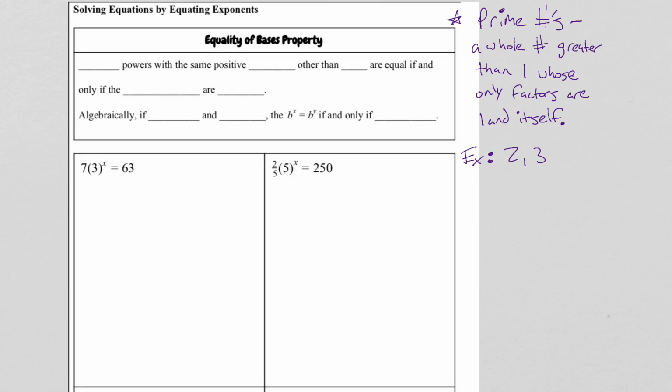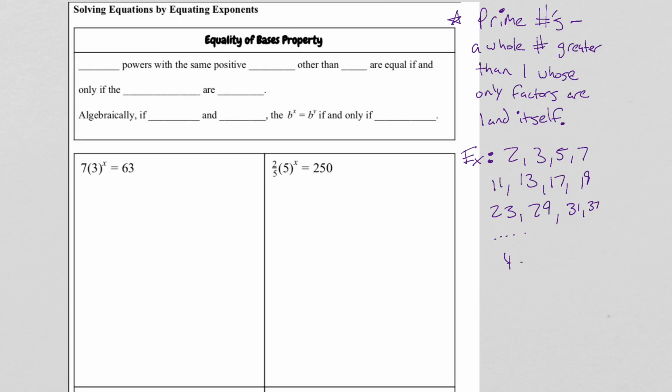2, 3, 5, 7, 11, 13, 17, 19, 23, 29, 31, 37, and there's literally an infinite number. But basically, hopefully you can tell that 2, 3, and 5 are only divisible by 1 and themselves, but 4, right?